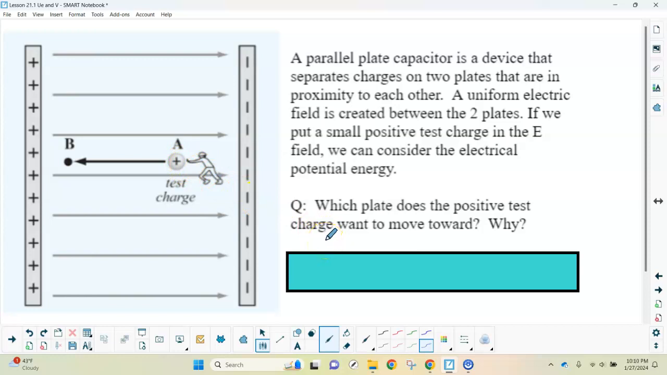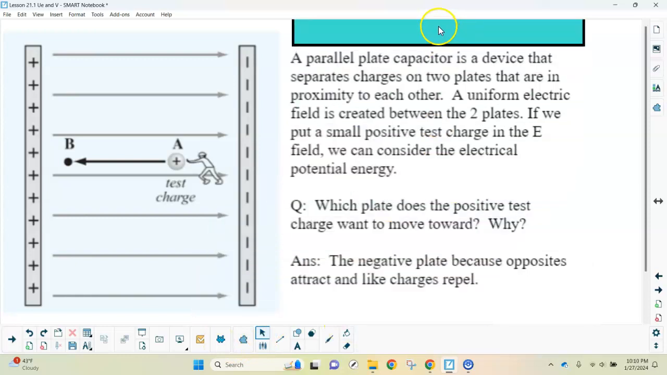Again, let me give you a chance to answer. And the correct answer is it would try to go towards the negative charge, right? The positive and negative would attract, so it would naturally move that way. That's, again, sort of like the gravity idea. It's just instead of naturally wanting to move down, it would naturally move to the right.